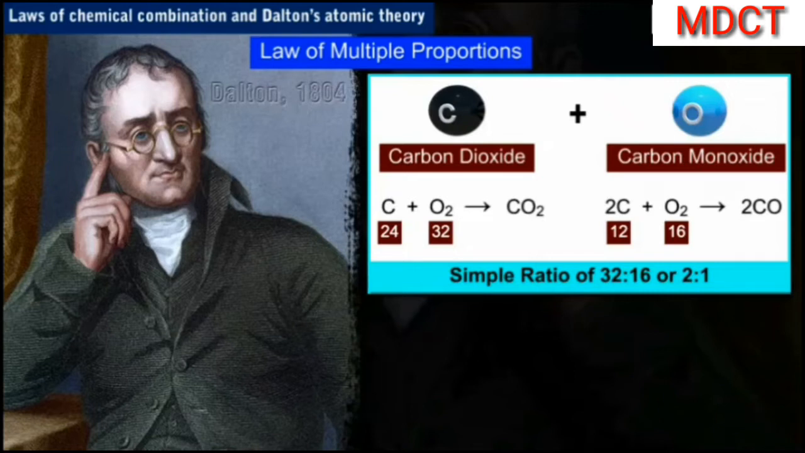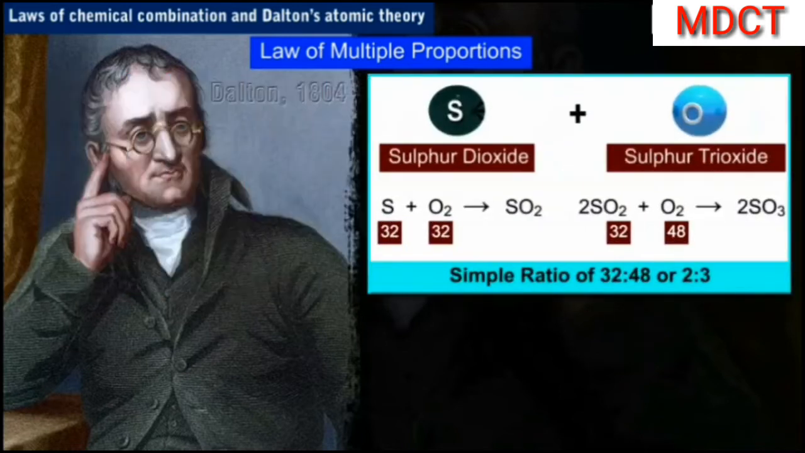In these reactions, a fixed amount of carbon is combining with multiple proportions of oxygen to form carbon dioxide and carbon monoxide. Similarly, when sulfur dioxide and sulfur trioxide are formed, the masses of oxygen bear a simple ratio of 32:48 or 2:3. In these reactions, a fixed amount of sulfur is combining with multiple proportions of oxygen to form sulfur dioxide and sulfur trioxide.